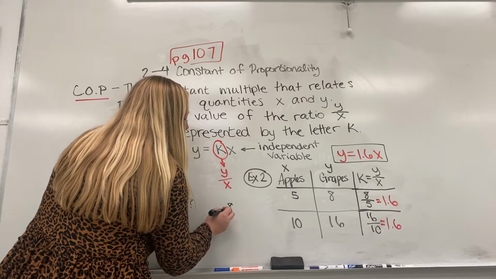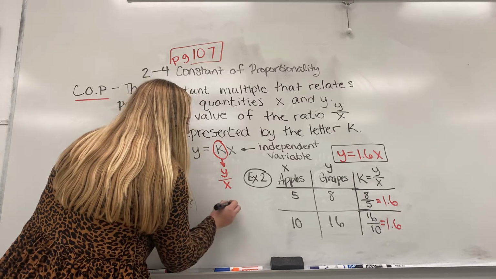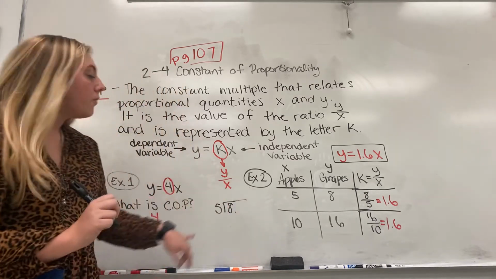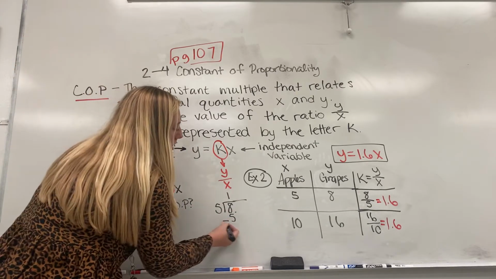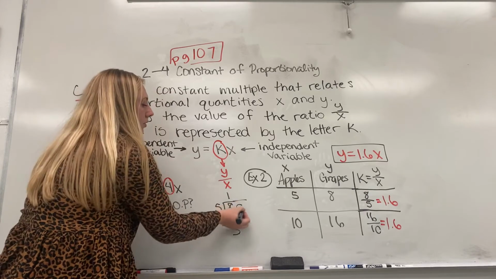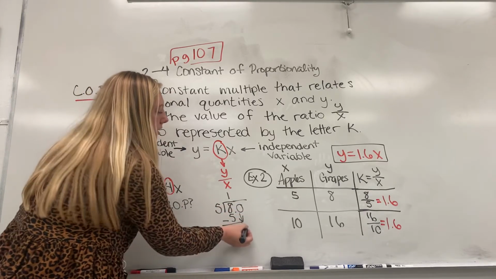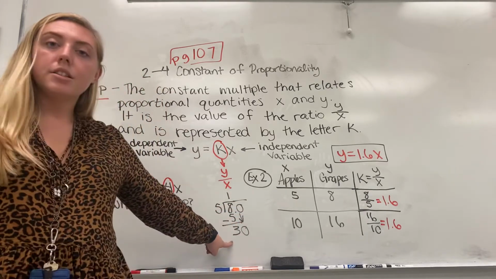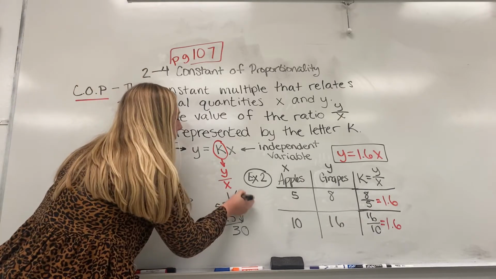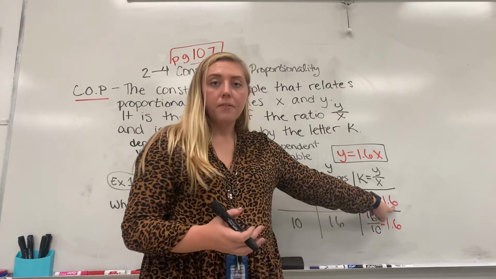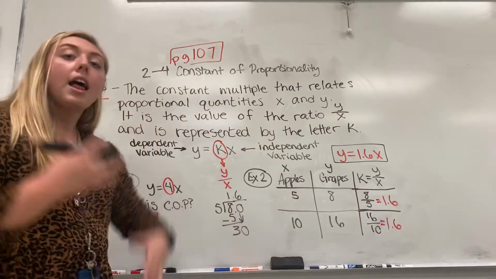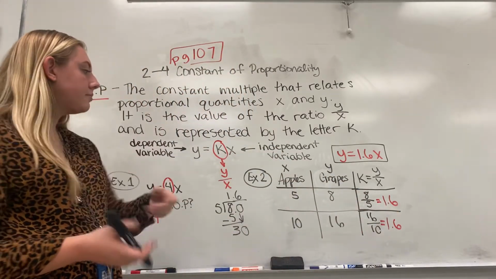Right? So I'm going to take 8, and I'm going to divide it by 5. So 5 goes into 8 one time. That's going to be 5. We'll have 3 left over. We'll bring down this 0 here. 5 goes into 30 6 times. So I'm getting a value of 1.6 for my k. Right? So when I divide those two numbers, that's going to be my k.